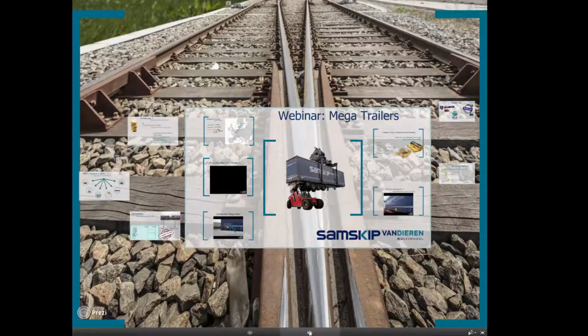Welcome to this webinar. We would like to tell you more about the mega trailers we offer. During this presentation, we will explain more about the differences between standard and mega trailers, the costs involved, geographical coverage, pros and sales focus. Please keep your questions until the end of the presentation. Let's get started.